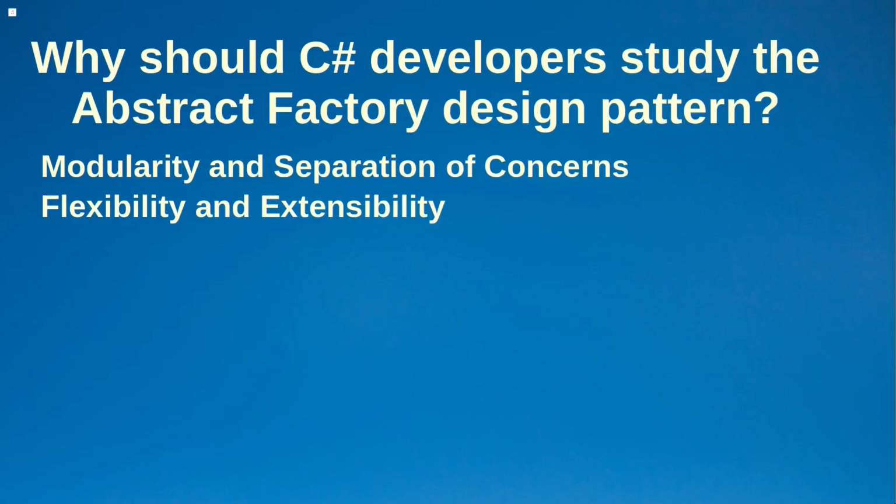Flexibility and extensibility. By relying on the abstract interface for object creation, the pattern allows you to introduce new families of objects without modifying existing code. This makes your application more adaptable to future changes and new requirements. Code reusability. Abstract Factory promotes code reuse by promoting a common interface for creating related objects. This reusability can lead to more efficient development and less duplication of code.